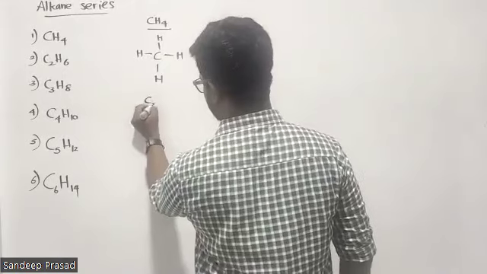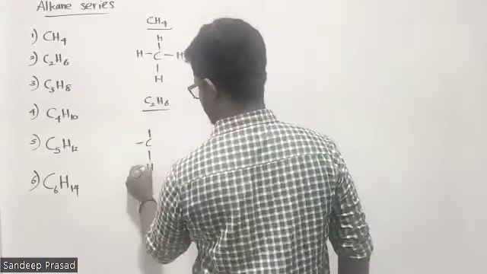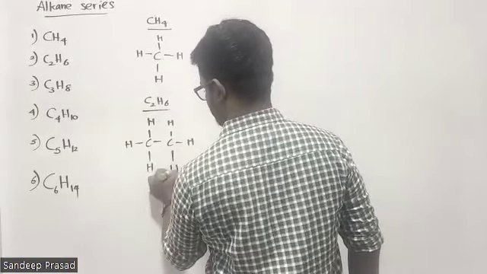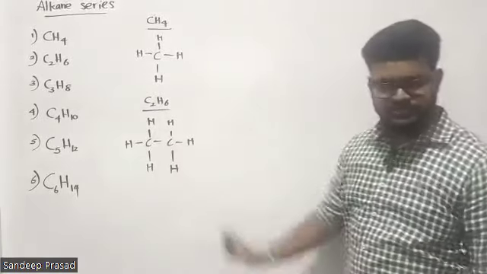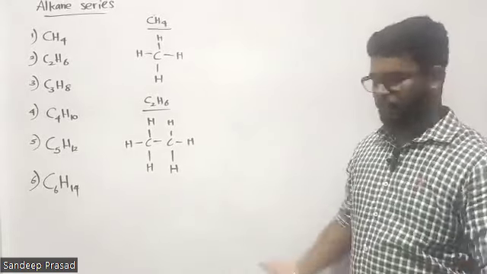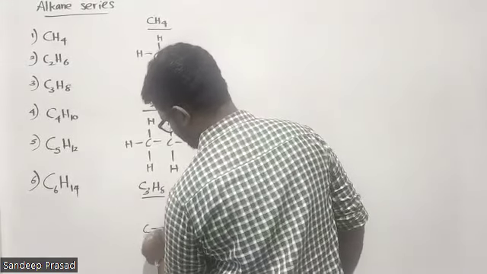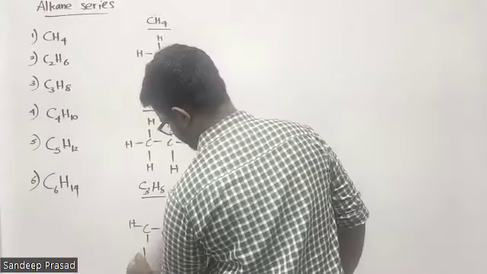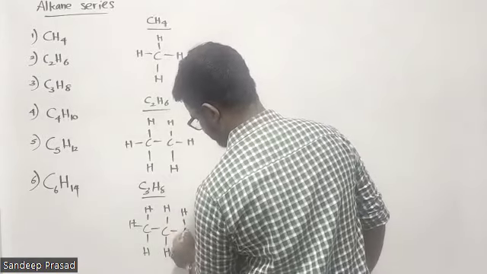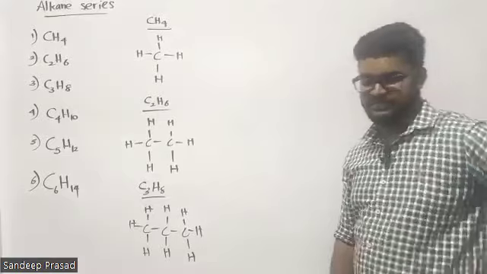Let me take C2H6. Can we draw any other structure for ethane except this one? No, not possible. C3H8. Can we draw any other structure for C3H8?